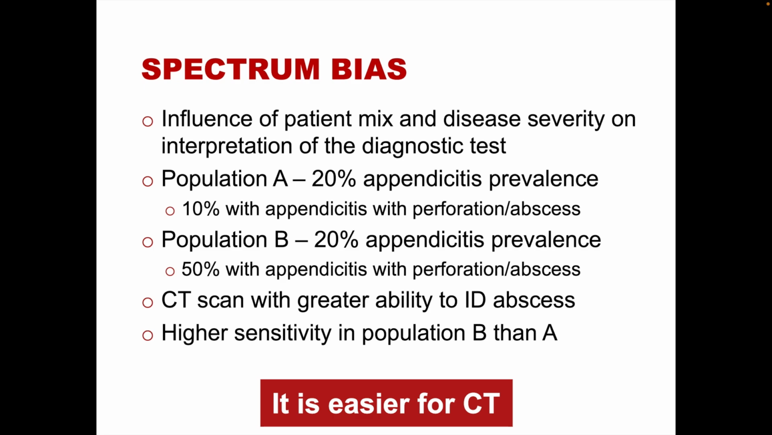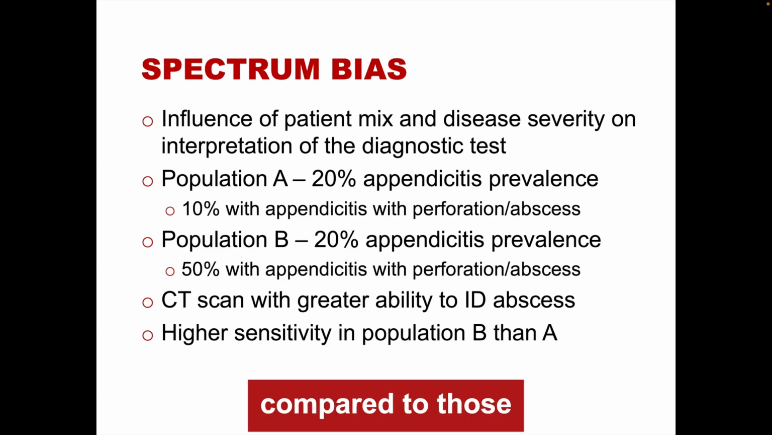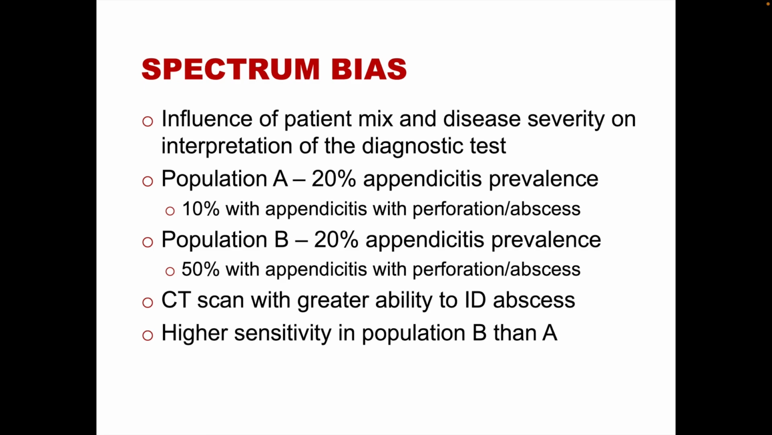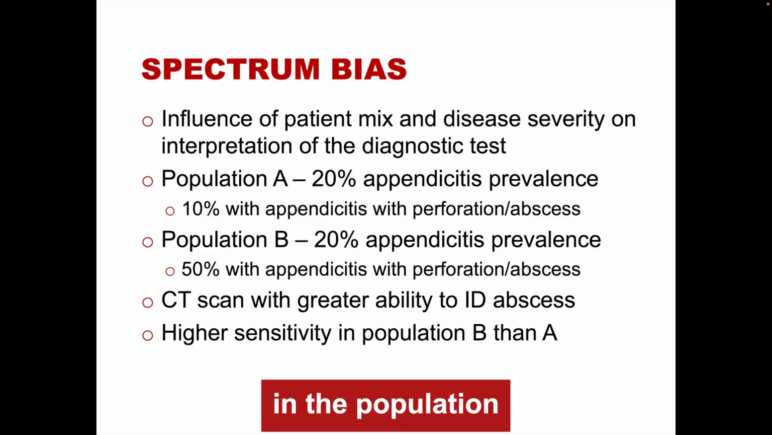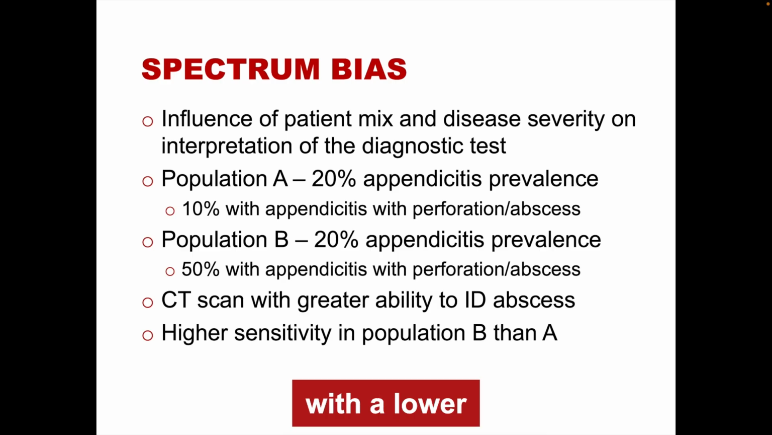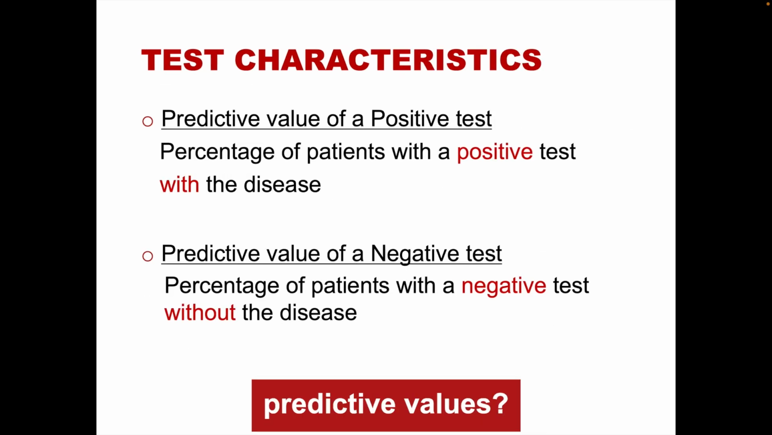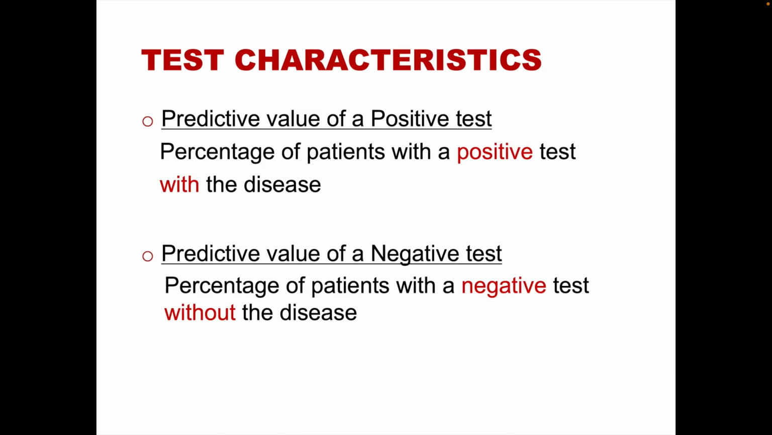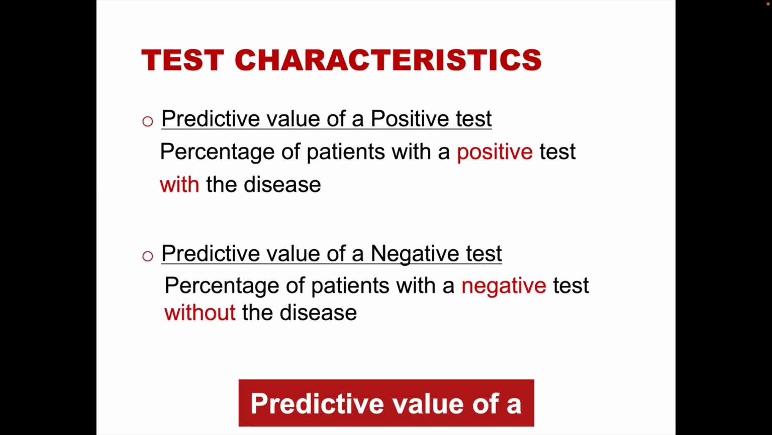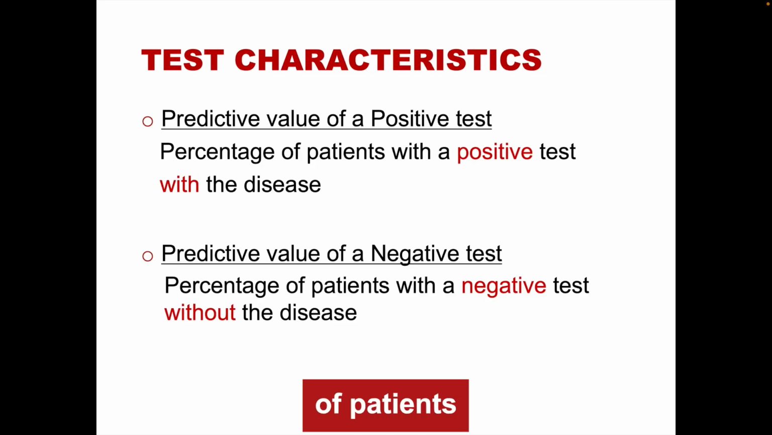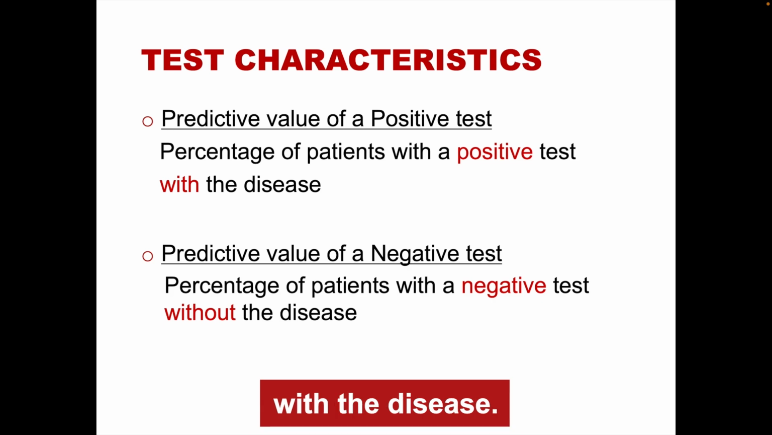It is easier for CT to identify those with a large abscess compared to those without a large abscess. Because of this, the sensitivity in the population with a higher abscess rate may be higher than the sensitivity in the first population with a lower abscess rate. We will next look at the predictive values. I prefer the term predictive value of a positive test rather than positive predictive value because predictive value of a positive test reminds me that the positive test is the denominator. Predictive value of a positive test is a percentage of patients with a positive test with the disease.